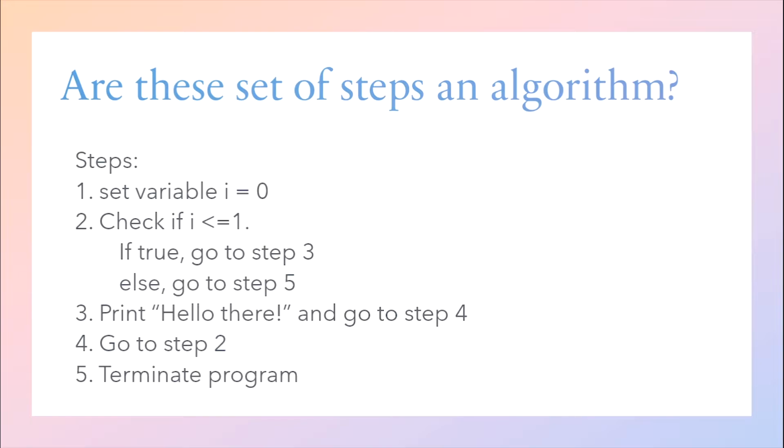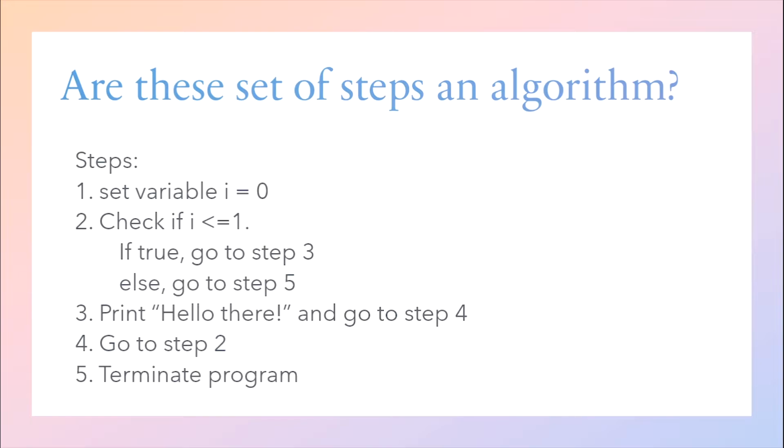Because i is still 0, 0 is still smaller than 1. So we go back to step 3 again, and we print hello there, and go back to step 4, and then go back to step 2. So this is what we call an infinite loop. This will keep printing hello there over and over again infinitely until there is a stack overflow. And it'll never terminate the program.